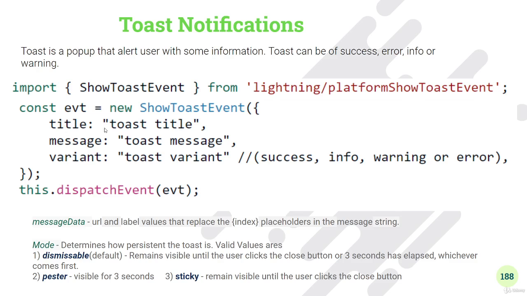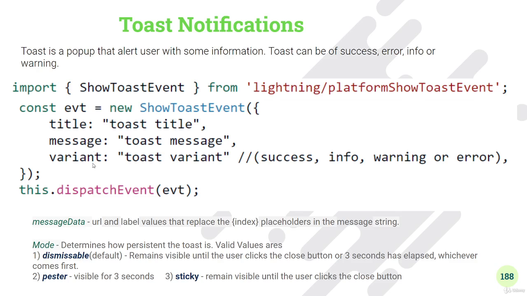Title is the title of your pop-up. Then we have the message, what kind of message you want to show in that pop-up, and the variant, what kind of color, or I would say what intention your pop-up has, whether it's success, which means green color, info means gray color, warning means yellow color, and error means red color. Those sorts of variants you can pass. And once your event is created, this is a custom event, then you can dispatch your event. This is similar to the way we were dispatching events in the child to parent relationship.